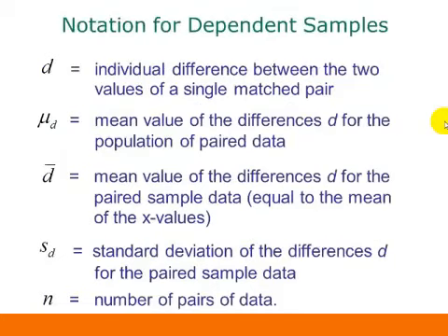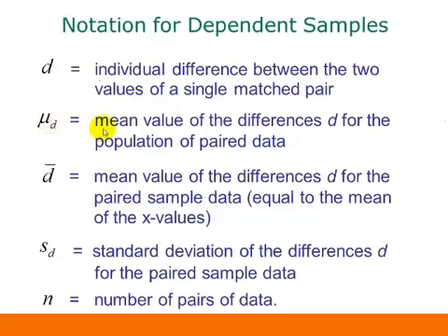Here's the notation for dependent samples. And again, remember that in this case, we're actually going to find the differences between each pair of values, and then we're going to find the statistics for those differences. So D here is going to stand for the individual difference between two values of a single matched pair. So we take one minus the other, and that's our individual difference.